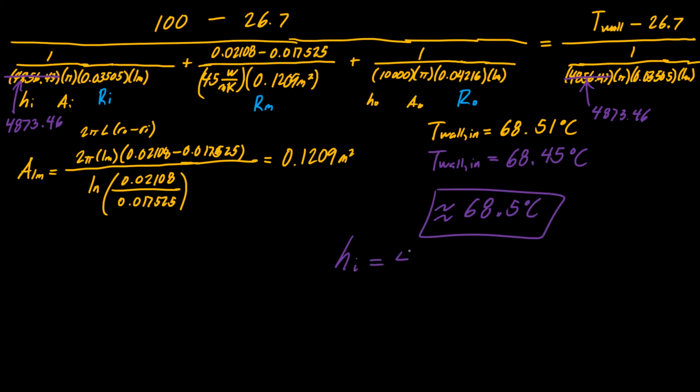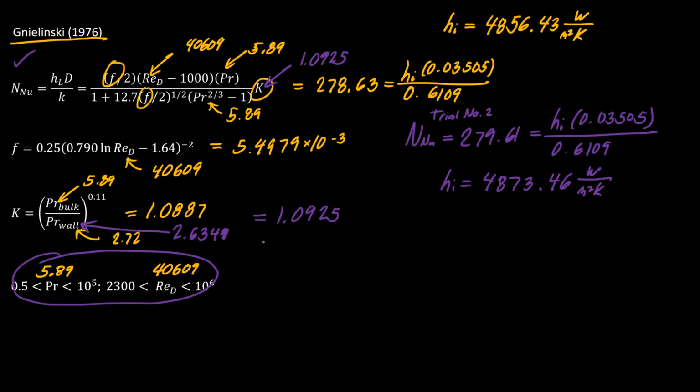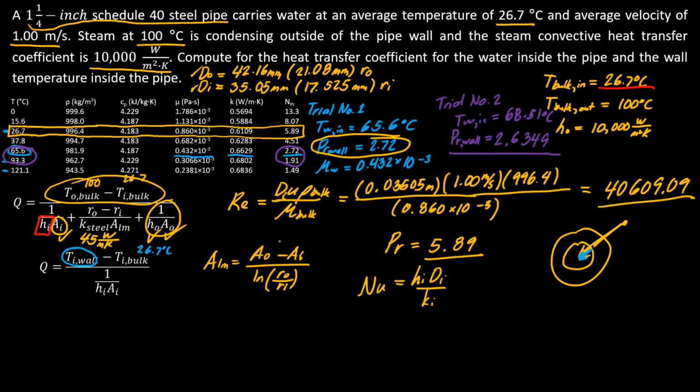But for now, we can assume that the temperature is 68.5 degrees Celsius, the wall temperature, and the heat transfer coefficient for the water inside is somewhere around this value. So yeah, approximately 4,870. So there you go. That is just one version of trial and error for forced convection.